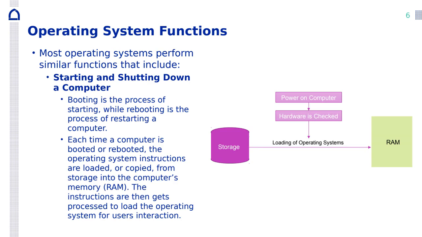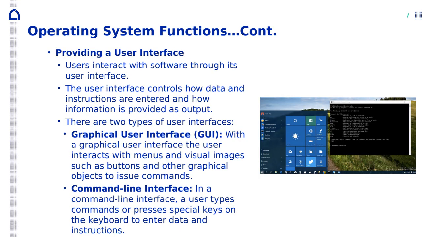What are the functions of the operating system? These are some of the functions. Start and shut down your computer, which we already mentioned. Providing a user interface between you and the computer. We are on slide number 7. There are 2 types of user interface in the operating system. We have one with graphics, called GUI, or we have one with a command line, where you have to remember the commands.